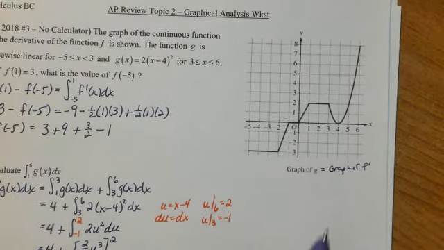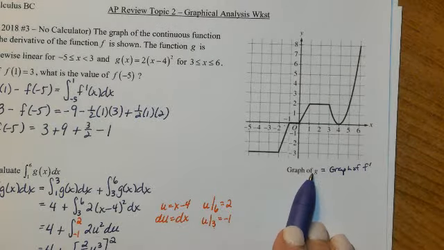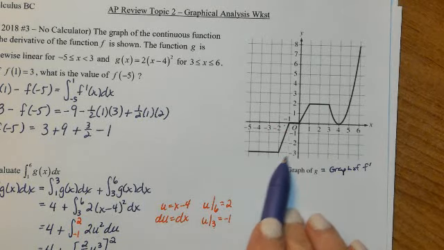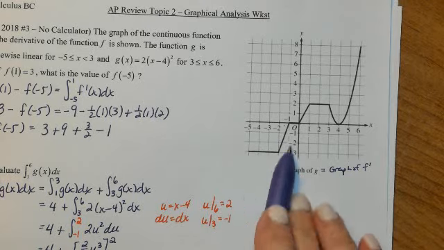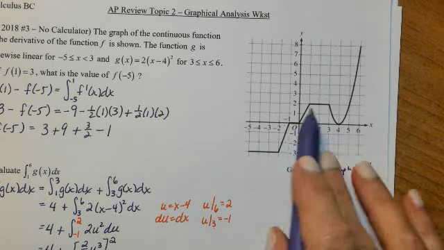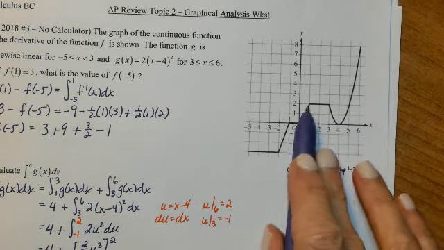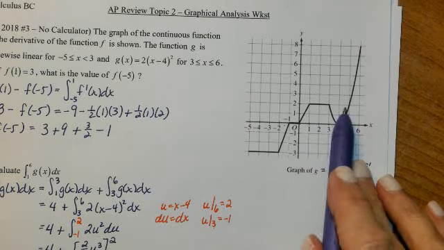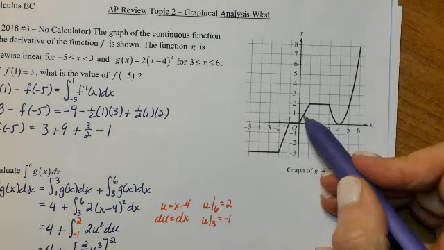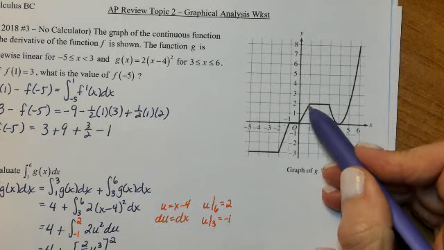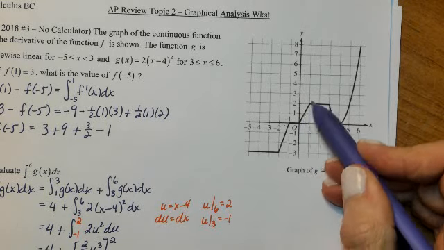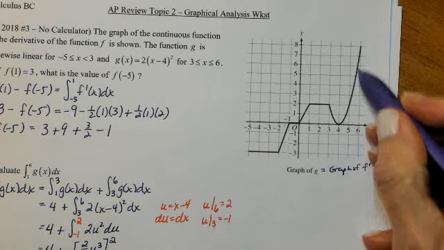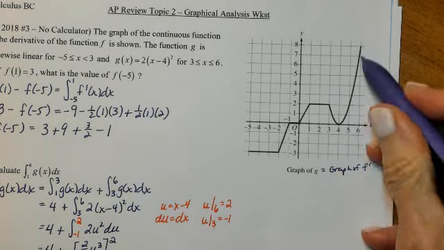So up here on our graph, we want G to be positive and the slope of G to be positive. Well, I can rule out all of this because G is negative there. This is where G is positive. That's where G is positive. Now I want the slope of G to be positive. So the slope of G is positive here from x equals 0 to x equals 1, and here from x equals 4 to x equals 6.